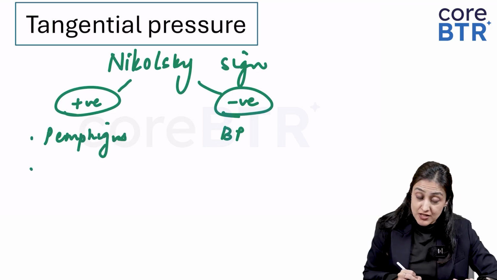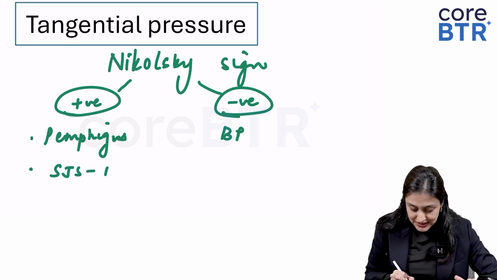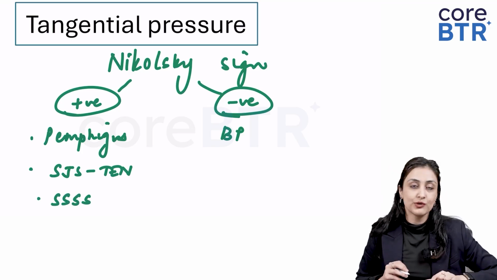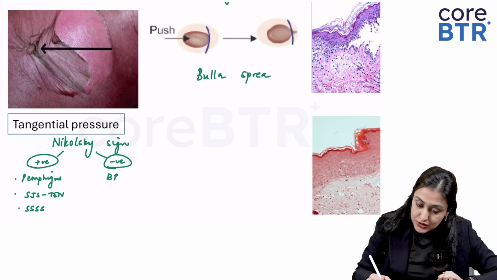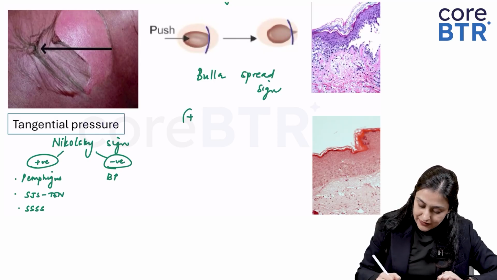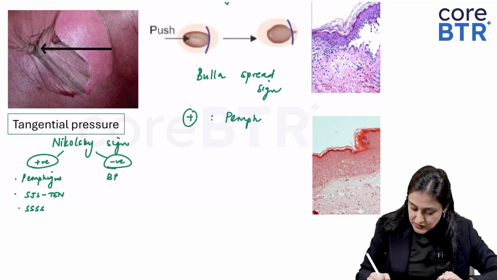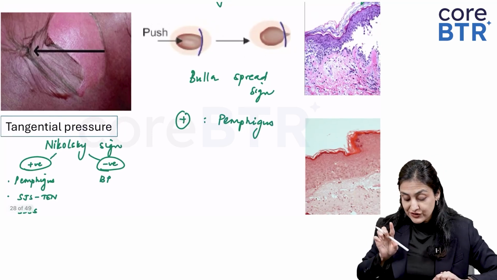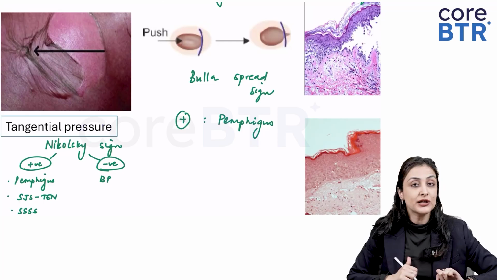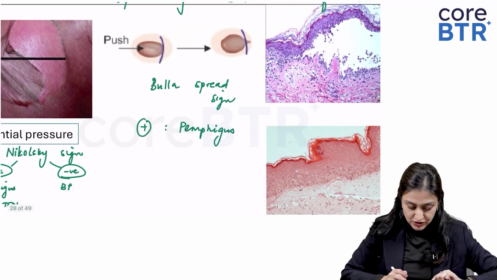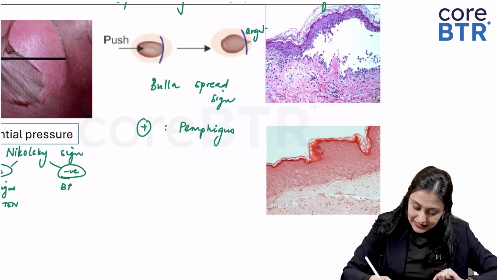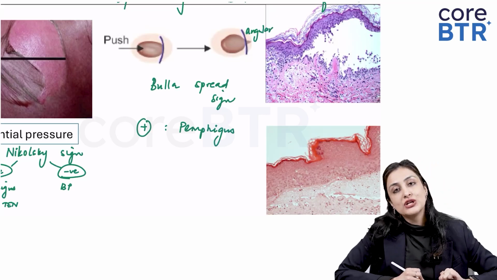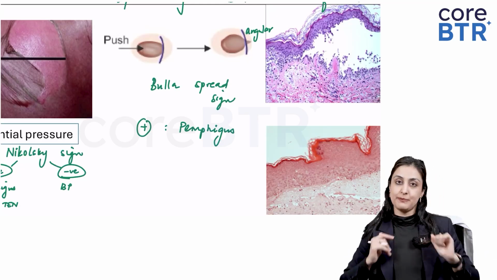Can I also say both cousins? It would be positive in SJS-TEN. It would be positive in staphylococcal scalded skin syndrome. So that's how you remember Nikolsky. Then we have a bulla spread sign. In bulla spread sign, you again remember where it is positive. Again, pemphigus vulgaris. Now we are applying pressure from the side, not tangential pressure, lateral pressure. When we apply lateral pressure, you will see this angle. When it extends with an angle, angular extension, that's called bulla spread sign, positive, seen in pemphigus.